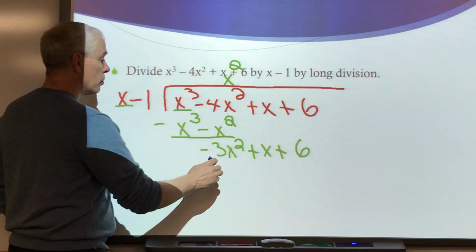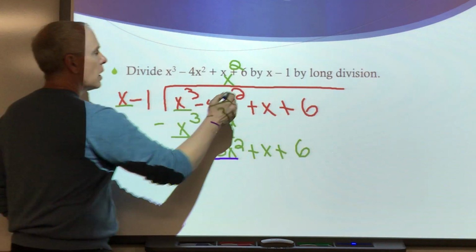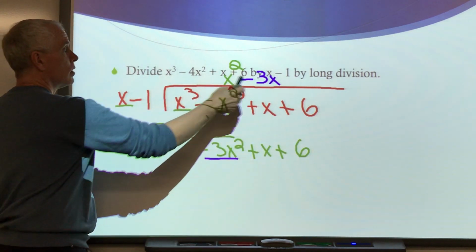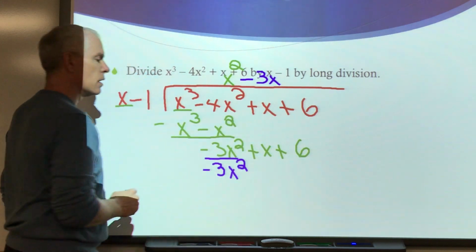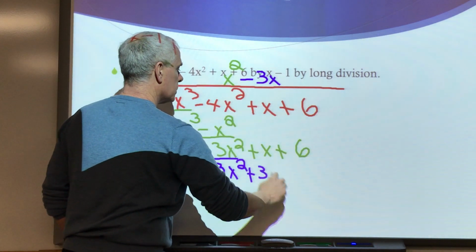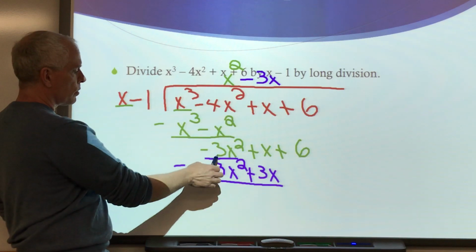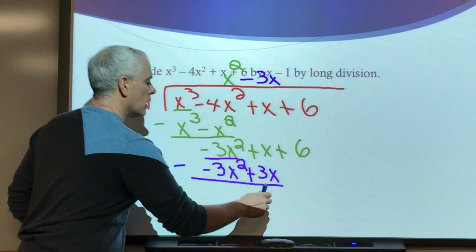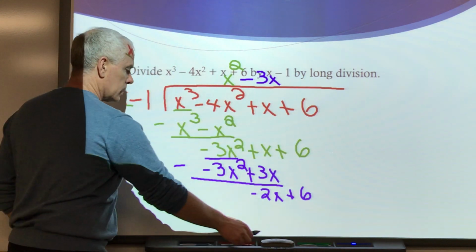Let's focus on the first term again. So negative 3x squared divided by that x is going to be minus 3x. Multiply back down. Negative 3x times x, negative 3x squared. Negative 3x times negative 1 is plus 3x. We're going to subtract. Negative 3x squared minus negative 3x squared is 0. X minus 3x is negative 2x. Bring down the plus 6.